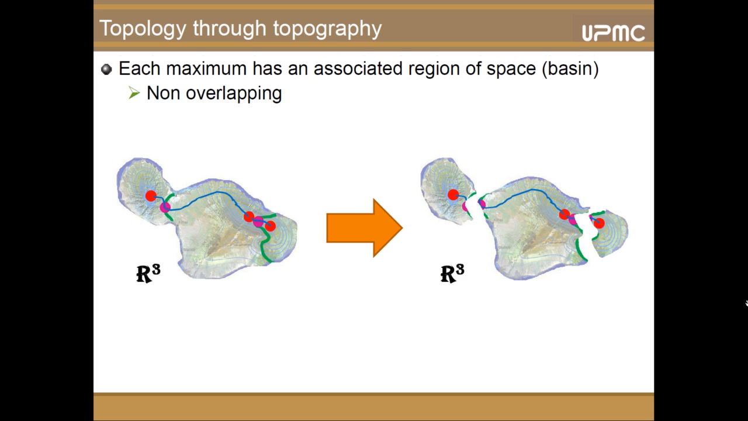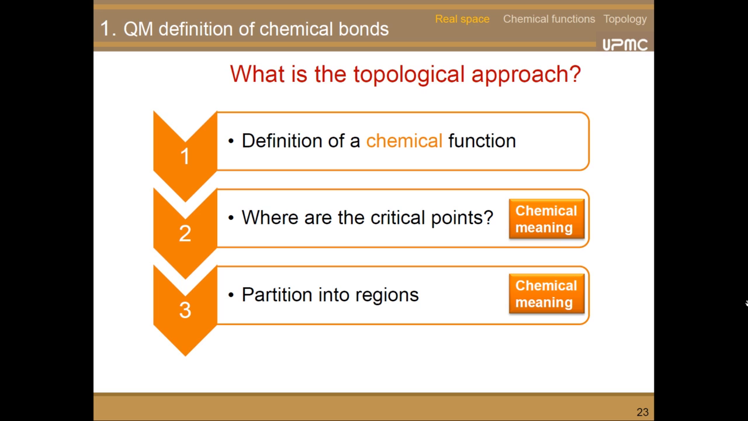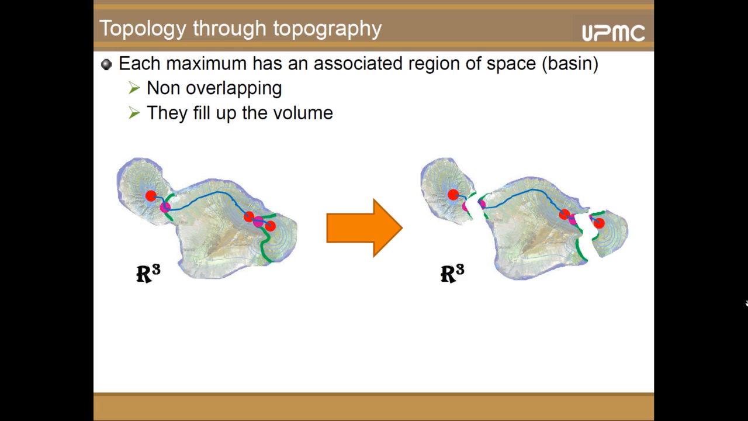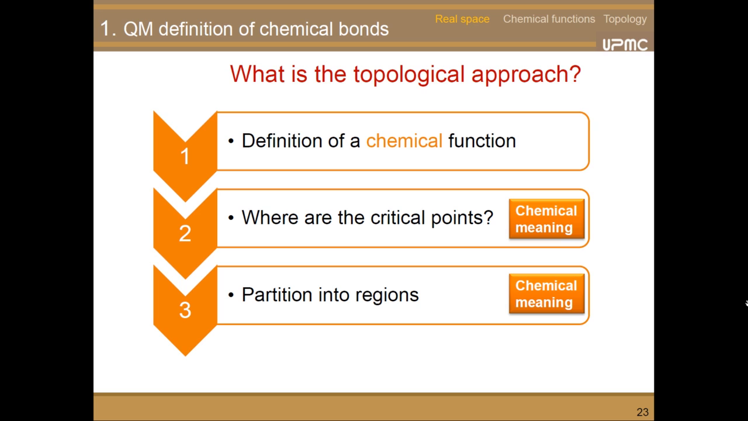And now what we have to do is use this type of description to understand the chemistry in our system. For that, we need a chemical function, and we will analyze its critical points and its regions, just as we did with the island. Before, we had an island and the information was about height, so we ended up with topographical information. If we now have a chemical function, we will end up with chemical information in our partition. So we need to define chemical functions, and depending on the information we put into that chemical function, we will end up with different partitions, obviously.